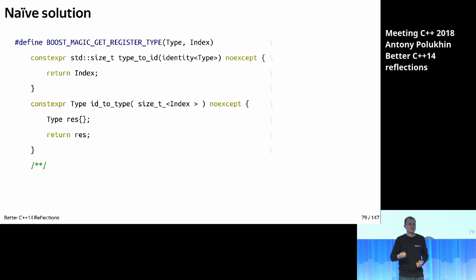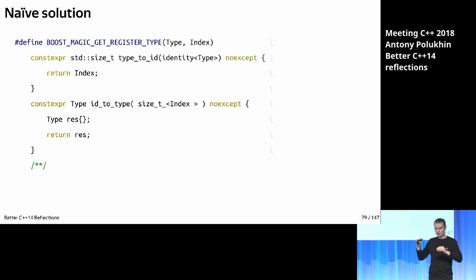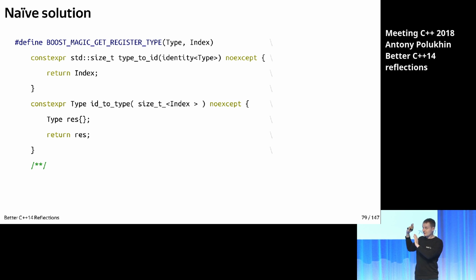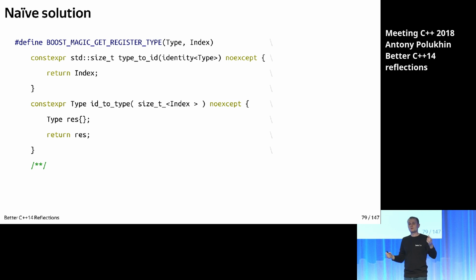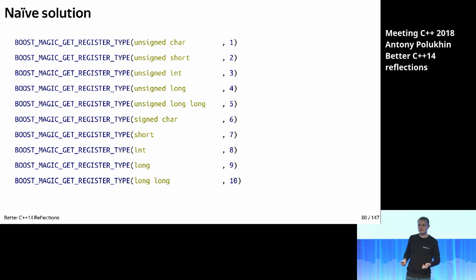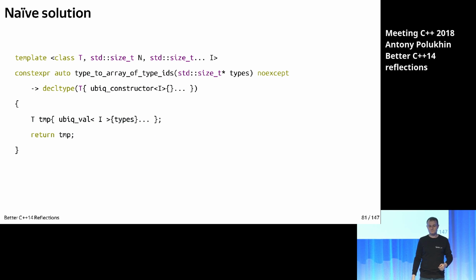So we need to register all the fundamental types. We just write some macro. We'll use it only internally in the library. The user doesn't know about that. That macro creates two functions. The first function, type to ID, converts type to identifier. The second function converts identifier back to type. And now we register all the fundamental types. All of them didn't fit on the slide because there are plenty. There are about 30, 32. So some of them are on the slide. After that, we can get the type of each field.